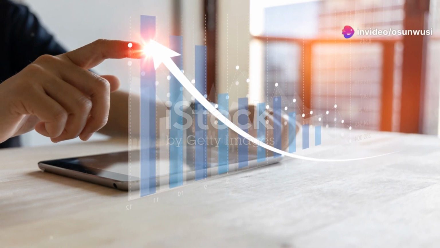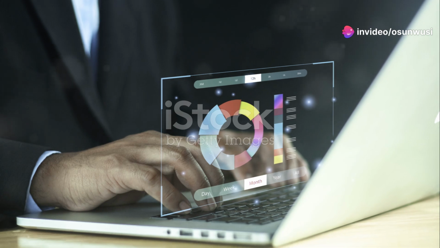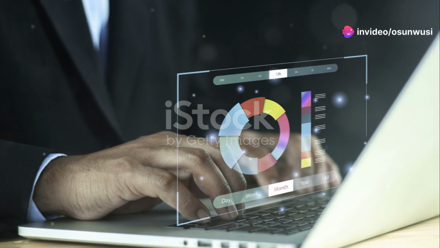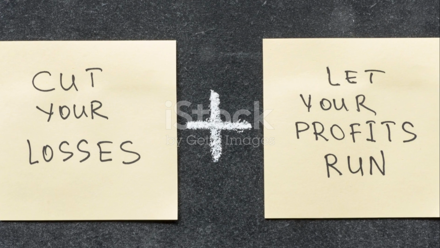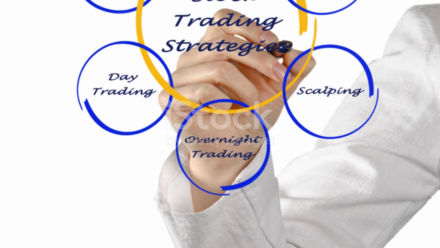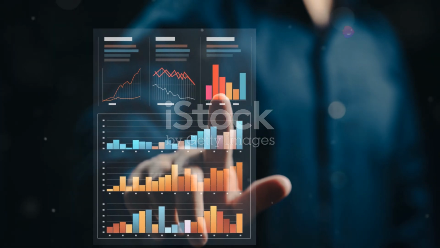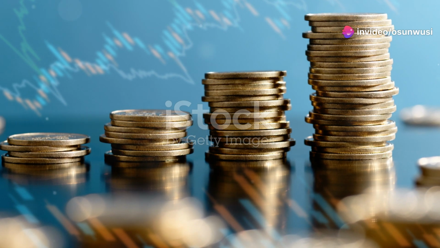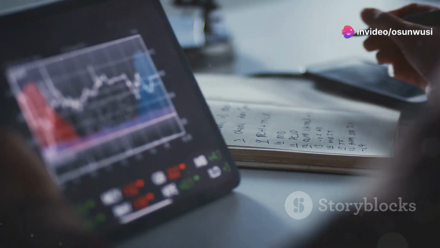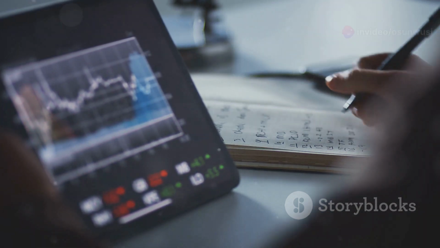Now, on to developing a trading plan. A well-structured trading plan acts as your roadmap to success. It should outline your trading goals, risk tolerance, strategies, and rules for entering and exiting trades. Regularly review and adjust your plan based on your performance and market conditions. Consistency is key.